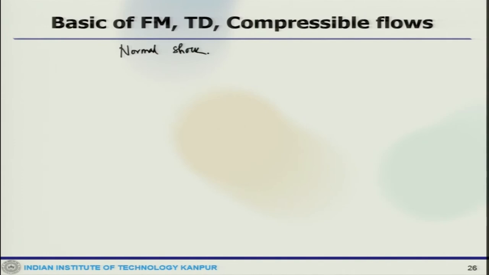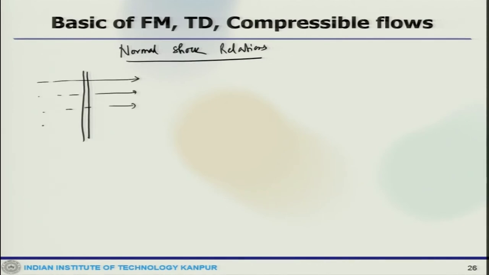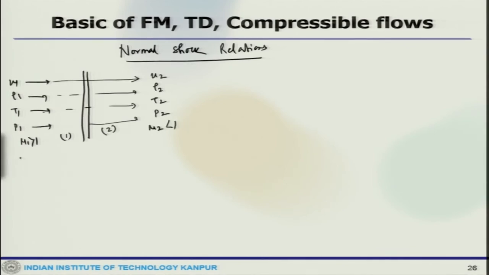So, normal shock relations will have this small shock, let us say. So, U1, rho1, T1, P1, M1, so this is stagnation 1, and this is U2, rho2, T2, P2 and M2 less than 1, this is 2. So, this information is all known, and downstream information is sort of unknown.